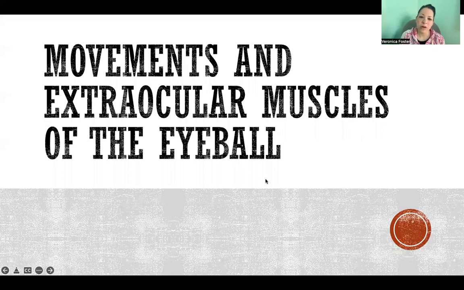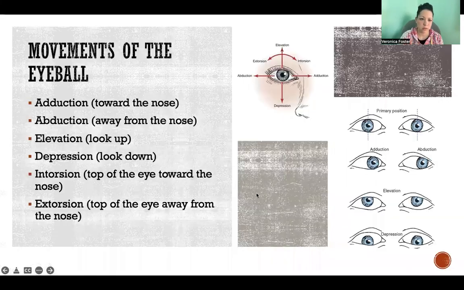Hello, in this video, I'm going to talk about the movements of the eyeballs and the extraocular muscles that cause those movements. So the eyes can adduct and abduct. Adduction means towards the midline of the body, and abduction means away from the midline of the body. So when it comes to movements of the eyes, adduction means the eye is looking towards the nose, and abduction means the eye is looking away from the nose.